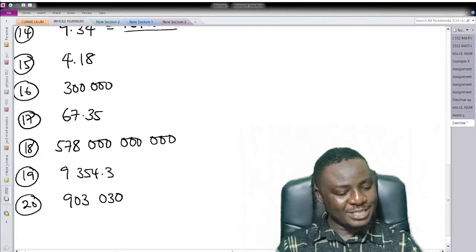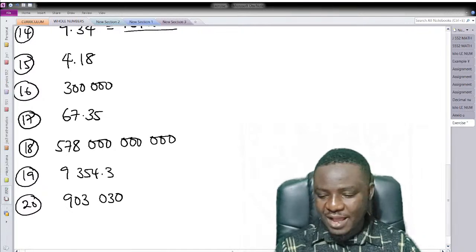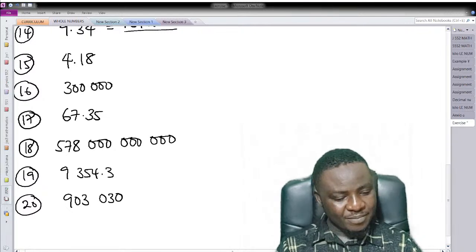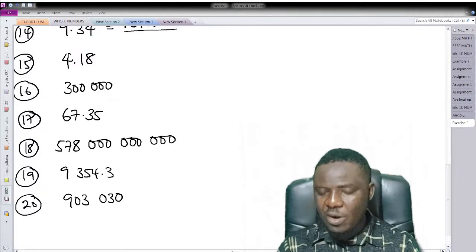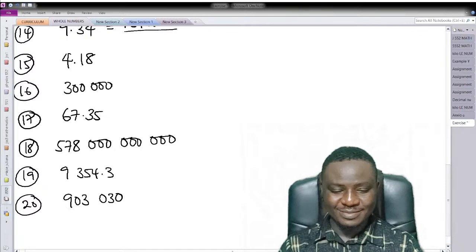Okay, Miss Ebon, you said 16 is 3 times 10 raised to power 5. Okay, correct. That's also correct.